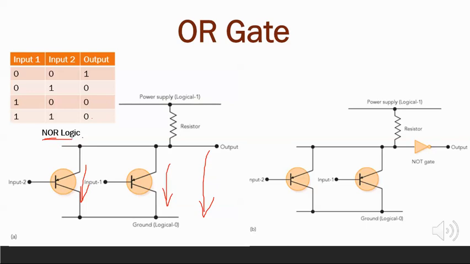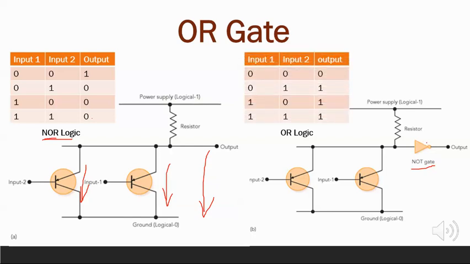Based on NOR logic, once we add a NOT gate on the output, that inverts the result of output. Then the three transistors form an OR gate.